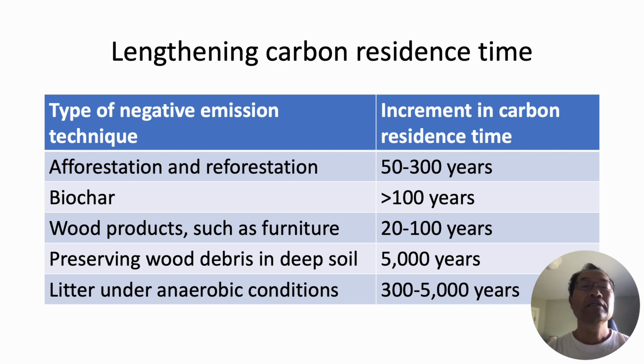Biochar may extend the residence time by more than 100 years. Creating wood products such as furniture may lengthen residence time for 20 to 100 years. Preserving wood debris in deep soil may lengthen residence time up to 5,000 years. Litter under anaerobic conditions, such as peat in peatland, may extend the residence time for 300 to 5,000 years.